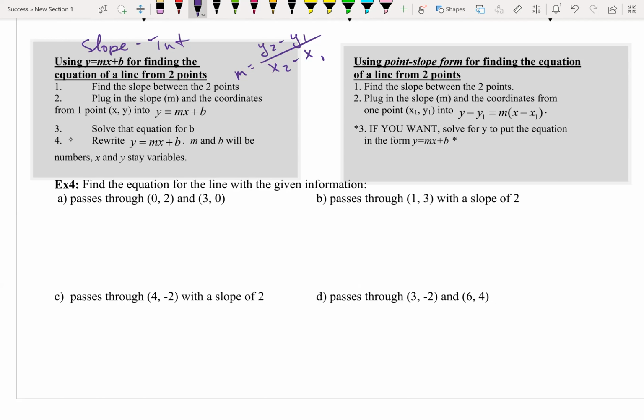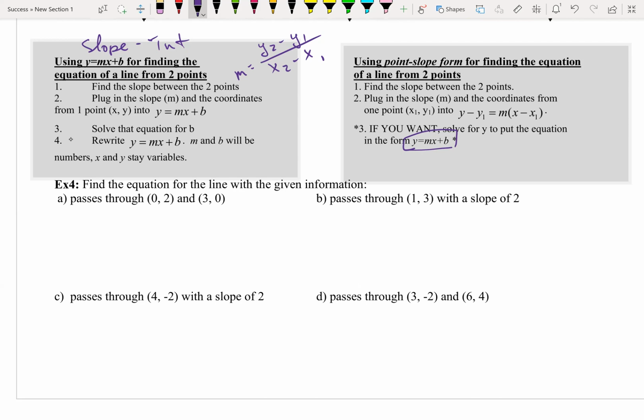If we're solving using point slope form, just like the directions say, we're going to find the slope between the 2 points. Notice, same first step. And this one's a little bit quicker because we can plug the point directly into my point slope equation. There's an optional third step. If you want to, you could solve for y, and that would actually put it in your slope intercept form. But we'll tell you very specifically if we want you to be able to do that.